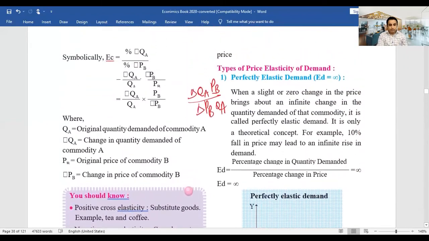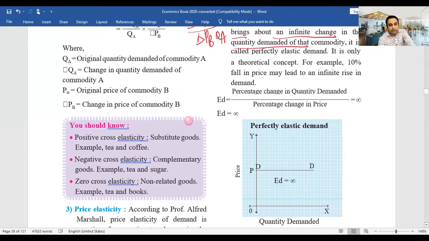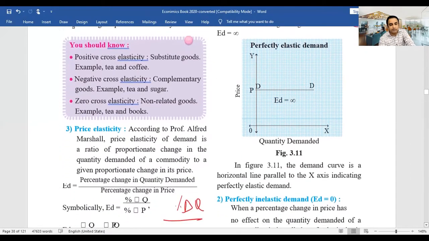So first they have given is perfectly elastic demand. This is the first type of price elasticity of demand. It means that due to the slightest change in the price, demand changes infinitely. So percentage change in quantity demanded upon percentage change in price, the answer is infinity. So here the demand curve is a horizontal demand curve, which is parallel to the x-axis, and elasticity is infinite.